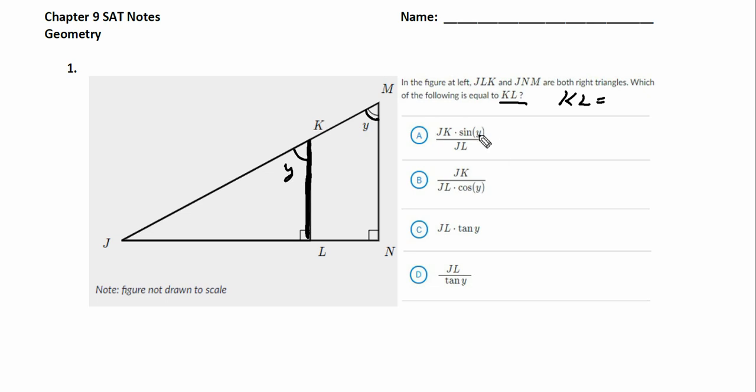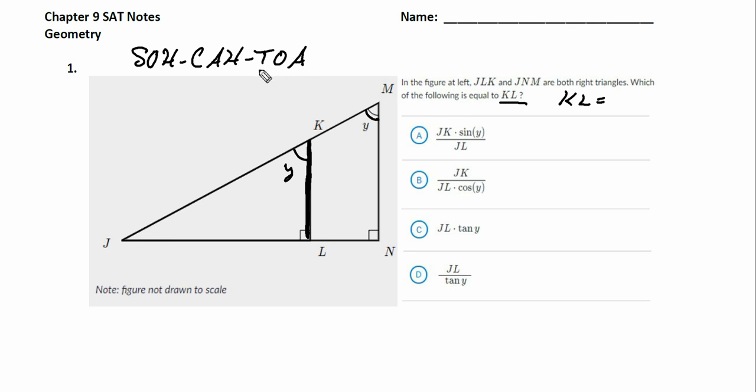Taking a look at the answers, we can see y is in every single one of these answers, and we can see sine, cosine, and tangent listed in the answers to the right. So we have to use one of these trigonometric functions. If we remember from day 5 or from our trigonometry chapter, we could use SOH CAH TOA. So remember, SOH means sine is opposite over hypotenuse, CAH means cosine is adjacent over hypotenuse, and TOA means tangent is opposite over adjacent.